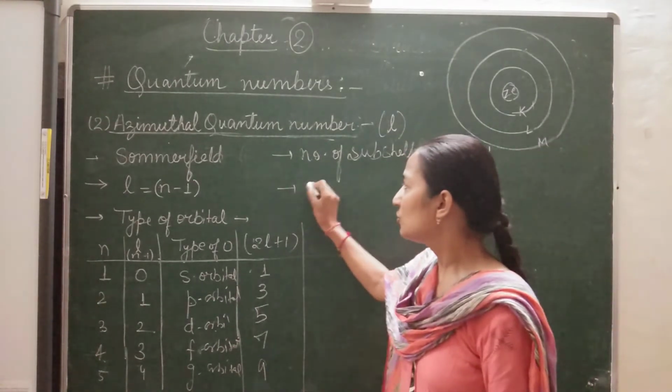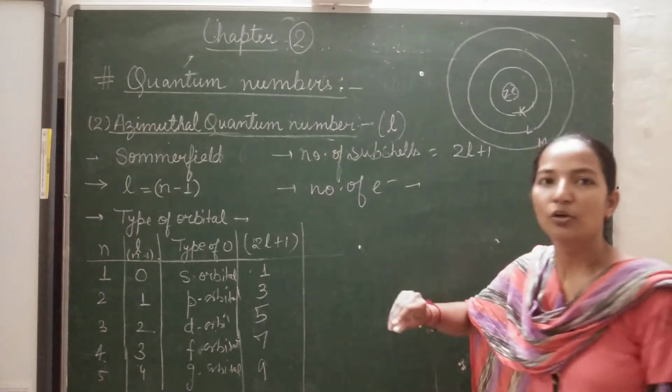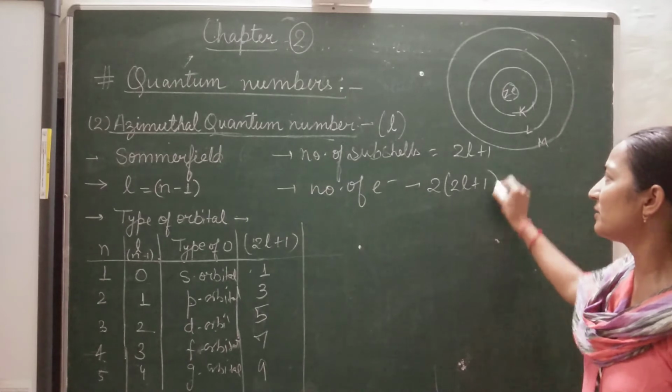And one more thing, to calculate the total number of electrons present in these subshells, we have the formula, that is 2 into (2L plus 1).